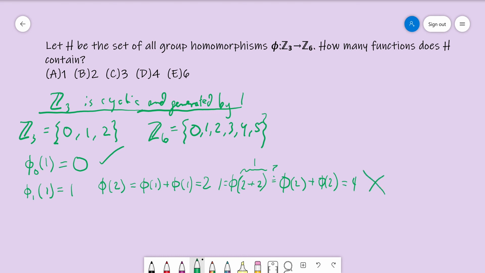Another way to notice that this is not a homomorphism is that the image of all of Z3 under this function is going to be the set 1, 2, 3, which is not a subgroup of Z6 because it doesn't contain the identity 0. So this cannot be a homomorphism.